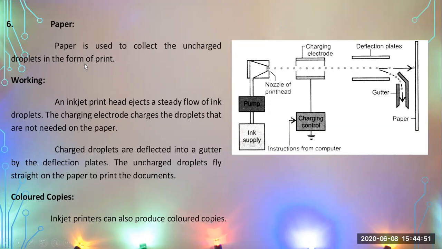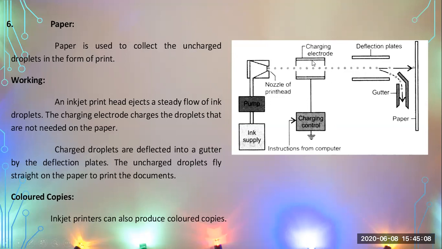The uncharged droplets will move straight. And when it will be decided, who is deciding? It is decided by the computer. The instructions are given by the computer, and these instructions are given to the charging electrode, and they become charged.